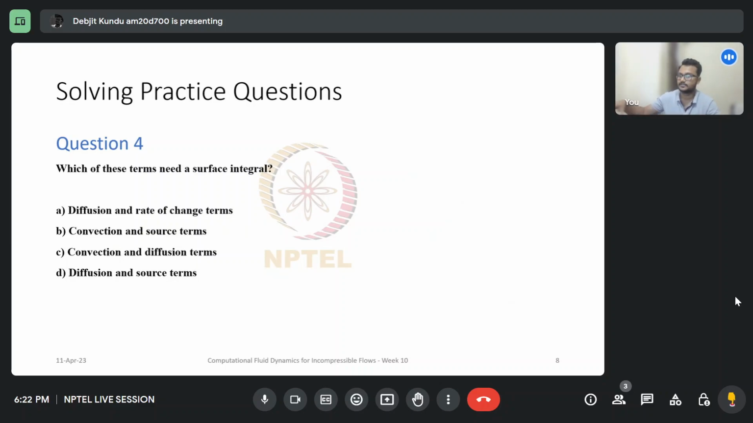So which of these terms need a surface integral? Is it option A, the diffusion and rate of change terms? Option B, the convection and source terms? Option C, convection and diffusion terms? And option D, diffusion and source terms.